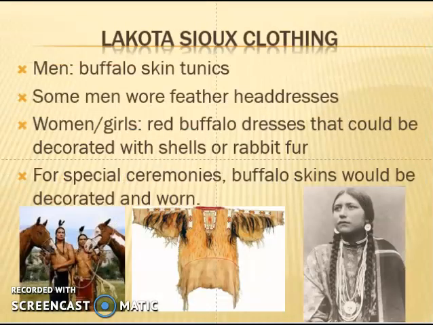Dressing like a Lakota Sioux Indian. Men wore buffalo skin tunics. And you can see in the summer, it's just going to be like a long skirt. Some men wore feather headdresses. So you can see in the picture that they have feathers there. Women and girls wore red buffalo dresses that could be decorated with shells or rabbit fur. So you can see here that there's fur on there and they put some shells in it. For special ceremonies, buffalo skins would be decorated and worn.